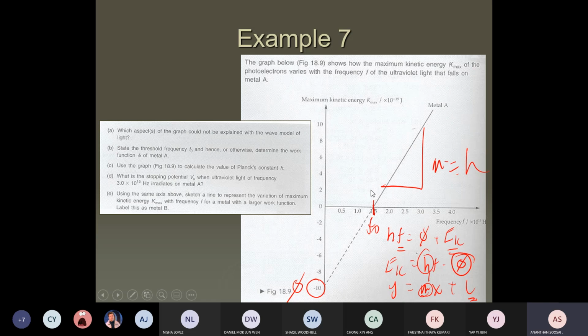What do you think the answer? Okay, this is a good question I never asked before. Which aspect of the graph could not be explained with the wave model of light? Which part of the graph is the wave model unable to explain?